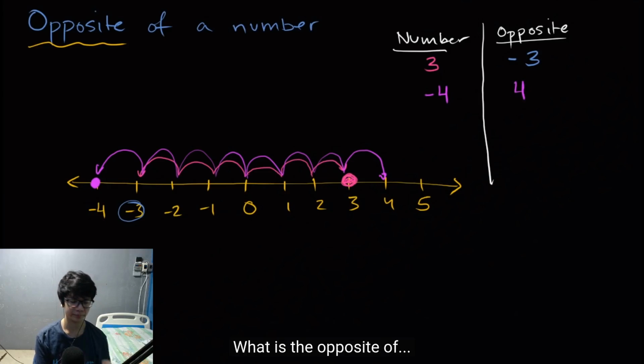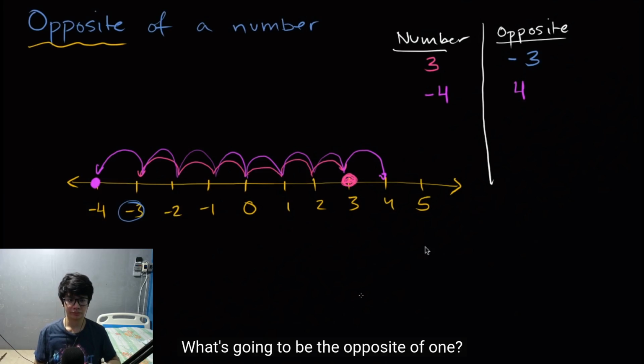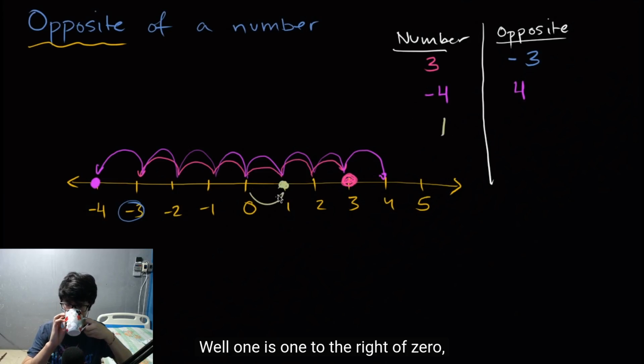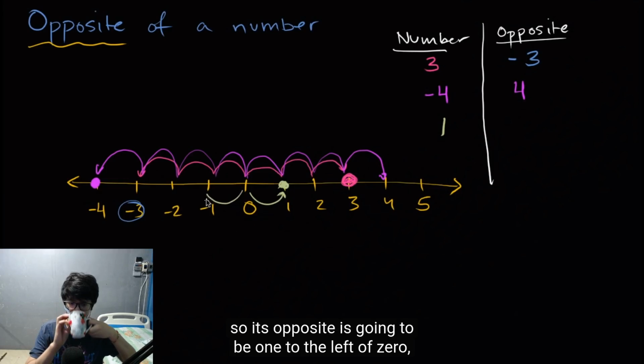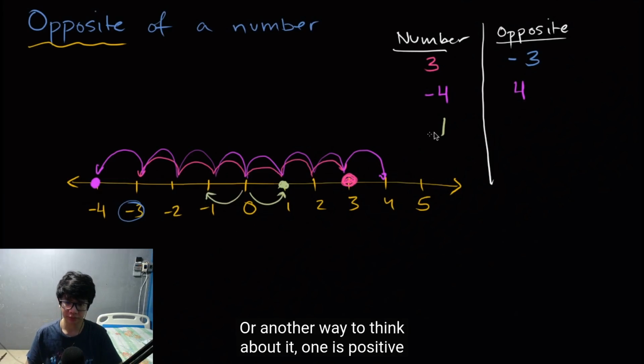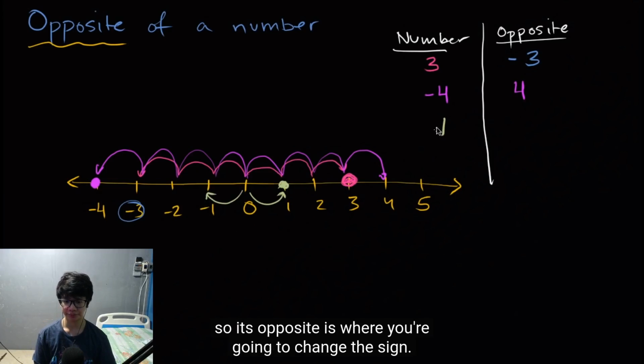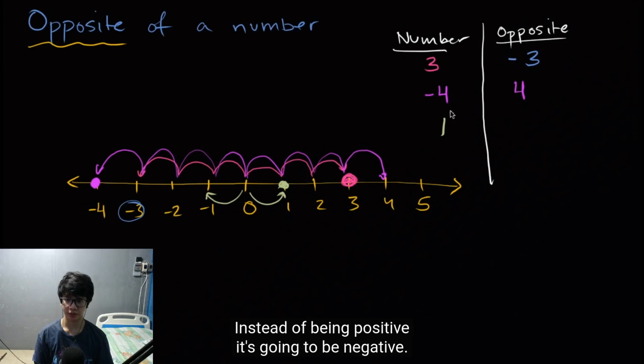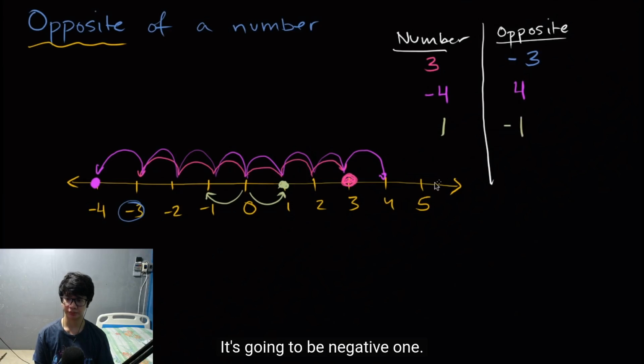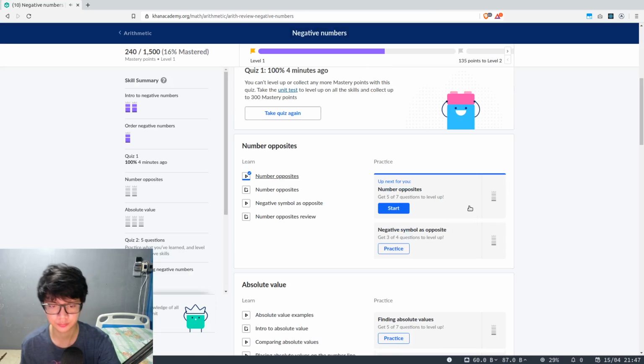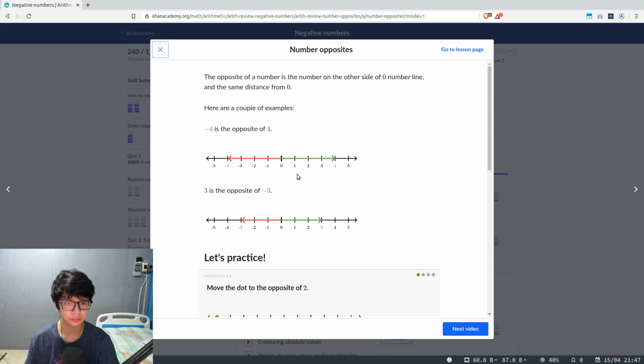So let's do one last one. What's going to be the opposite of 1? Well, 1 is 1 to the right of 0, so its opposite is going to be 1 to the left of 0, or negative 1. Or another way to think about it, 1 is positive, so we're going to change the sign. Instead of being positive, it's going to be negative 1. Either way you could think about it. The opposite of a number is the number on the other side of 0 on the number line, at the same distance from 0.